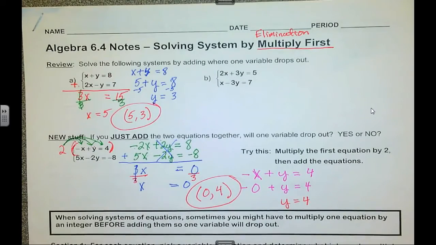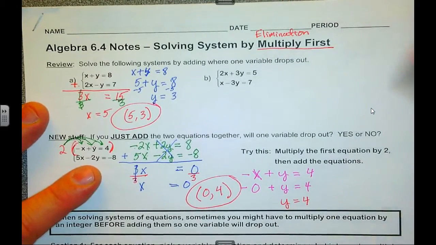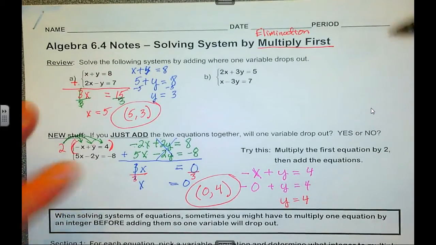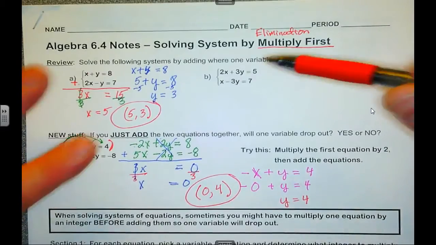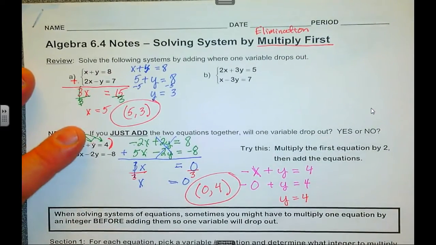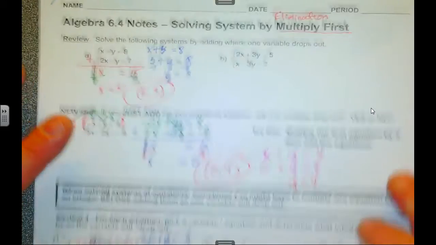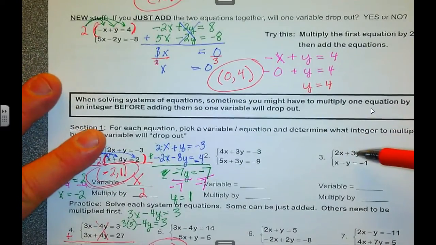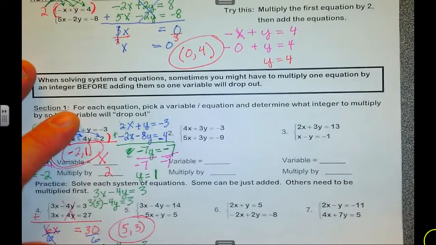Okay, this is solving systems of equations by elimination, using multiplying first, then adding the two equations together, or subtracting, however you want to think about it. Okay, now what do we mean by multiplying first? Well, yesterday we couldn't just add the two equations together, because we wouldn't be able to eliminate one of the variables.